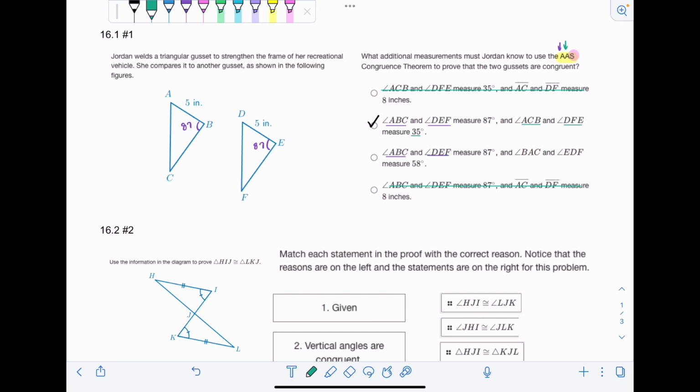And then the second pair of angles that they group together says angle BAC. So that would be this angle right here is 58 degrees. And then angle EDF. So that would be this one right here is 58 degrees. And then we already, of course, know that both these segments are included. So the information that's given to us in this answer is technically enough to say that the triangles are congruent, but it doesn't answer the question properly.